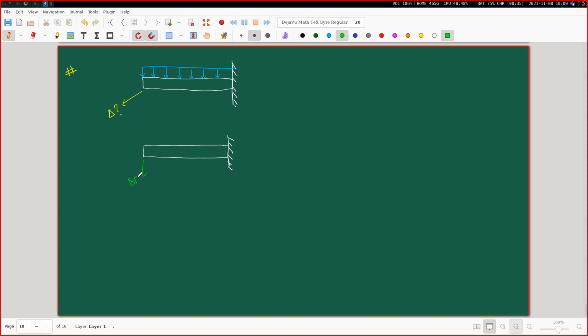This is my delta P. Please note that I have removed the external loading. Now, at any general cut section, in response to this delta P, I'm going to end up with a moment and a shear force.